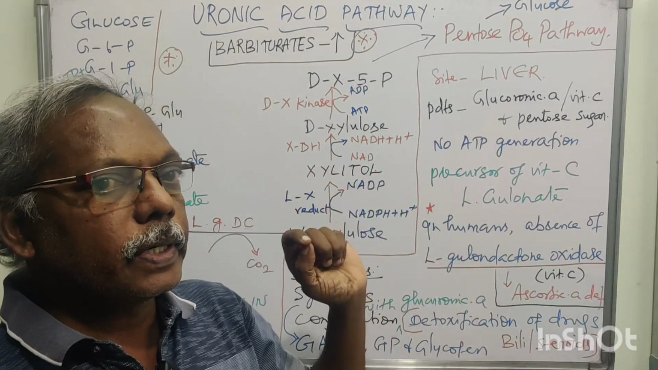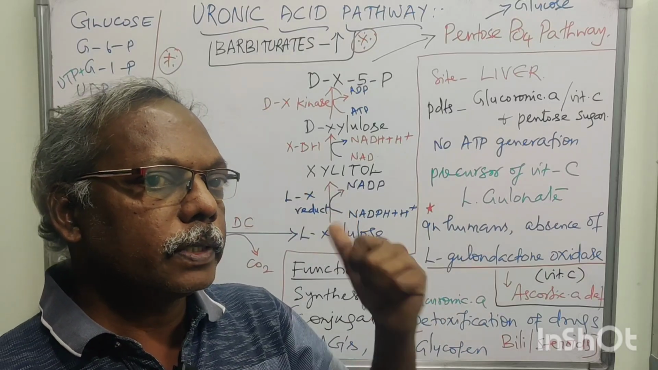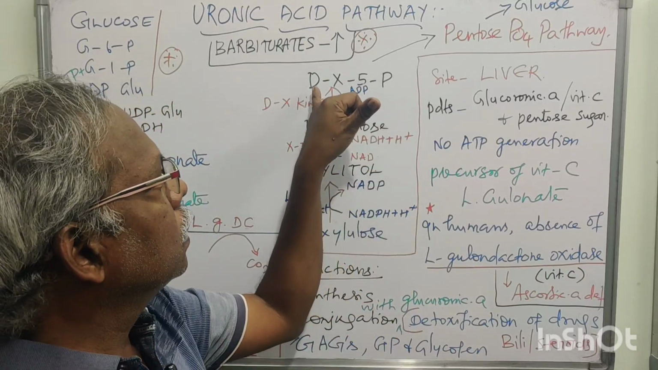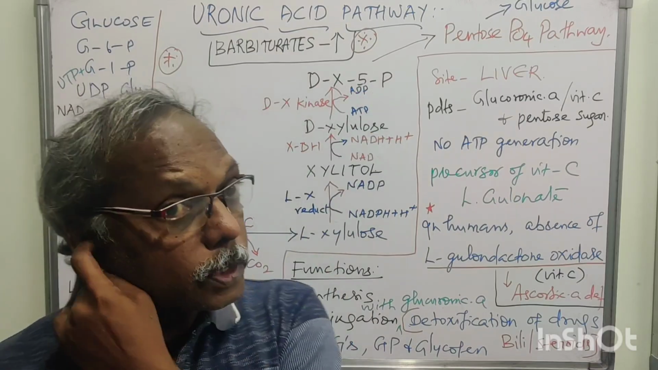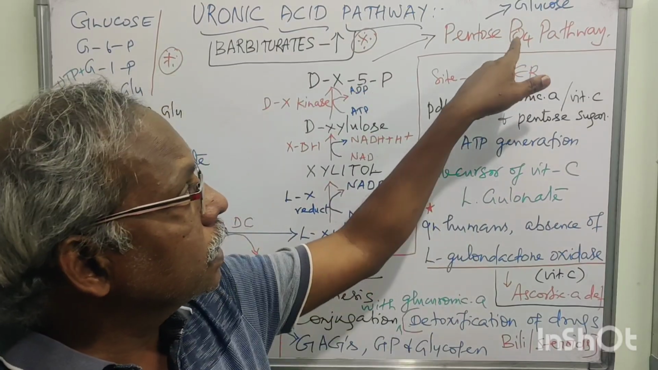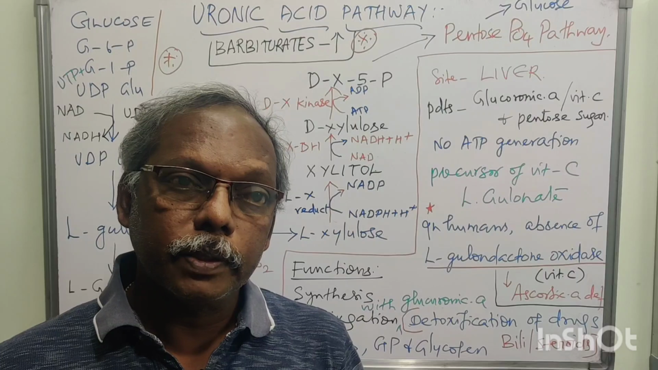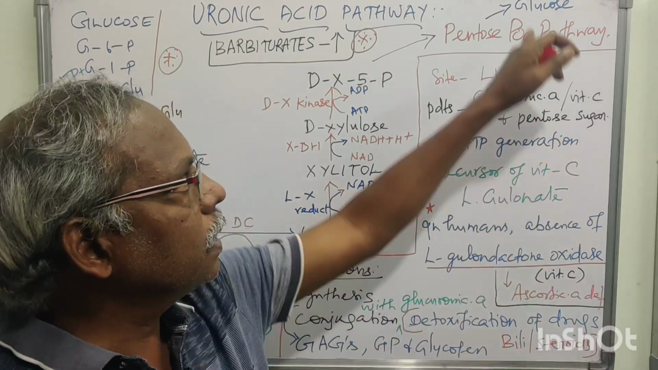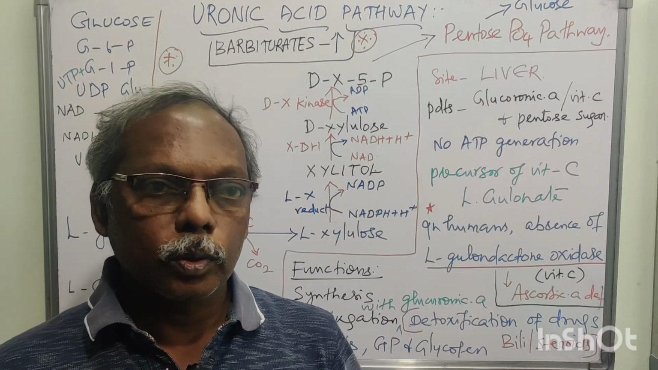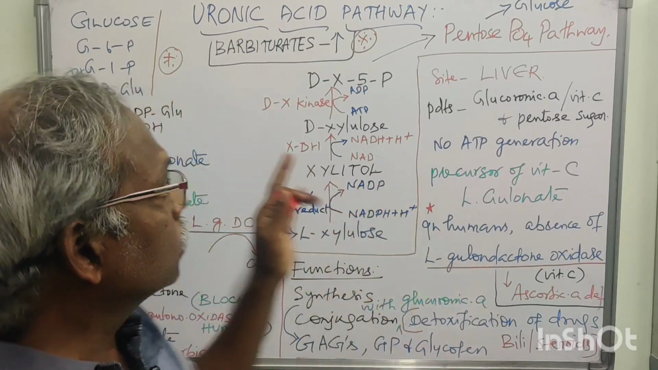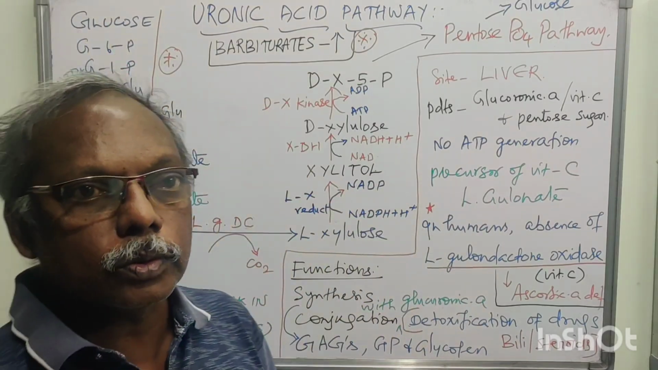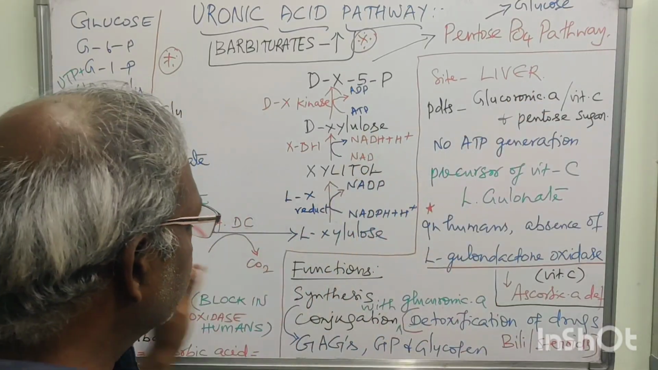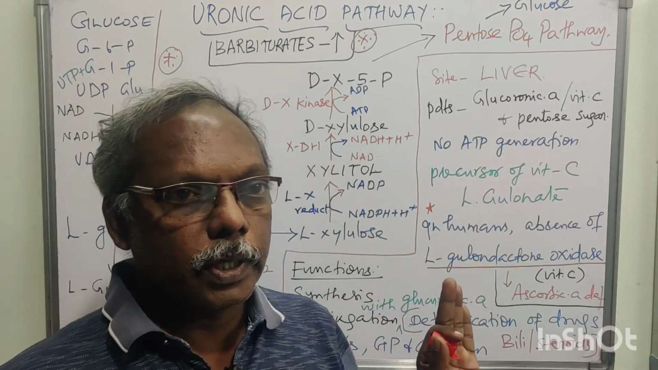Now what is the relation between these two? The uronic acid pathway end product is D-xylulose 5-phosphate, which enters the pentose phosphate pathway. You know the significance of the HMP shunt pathway. Finally it will be converted into glucose. Actually the initial product is glucose, and the final product is also glucose. In between we have so many compounds.